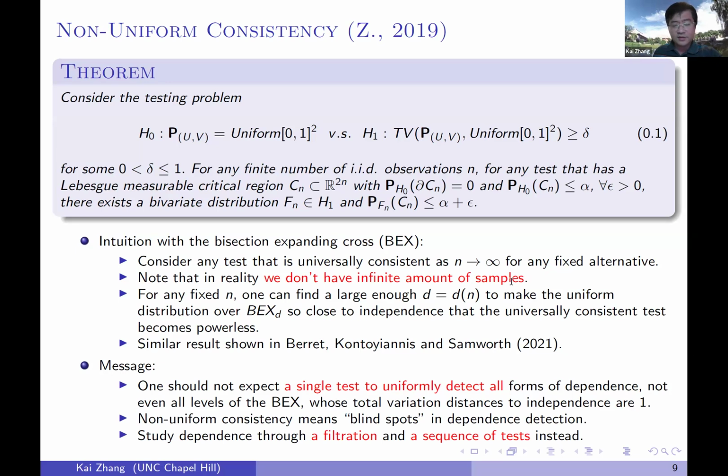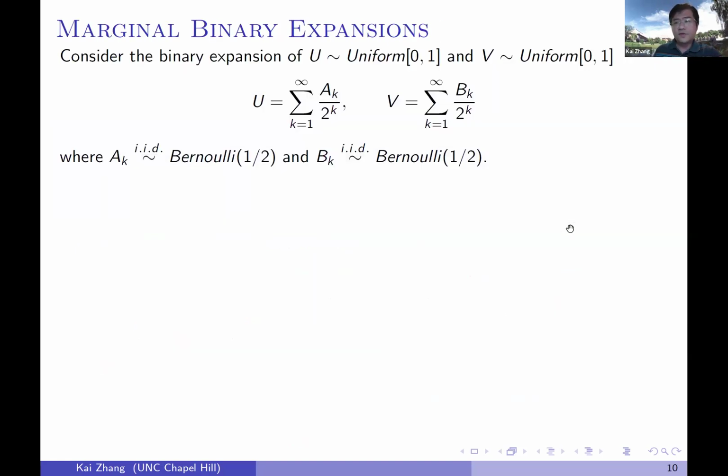That is, if one test is not good enough, I'm going to construct a sequential test. And if testing exact independence is not possible, I'm going to test approximate independence. And this approximation of independence and the construction of a sequence of tests is through a filtration approach. The filtration is constructed from a classical probability result of binary expansion. Remember, we are now in a copula setting. Everything is within the unit square, and the marginal distributions are uniform 0, 1.